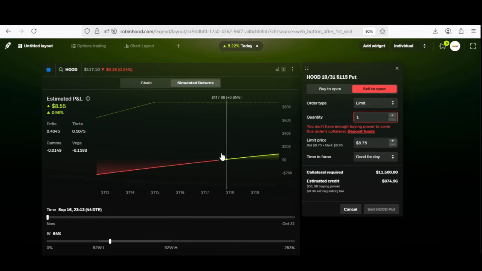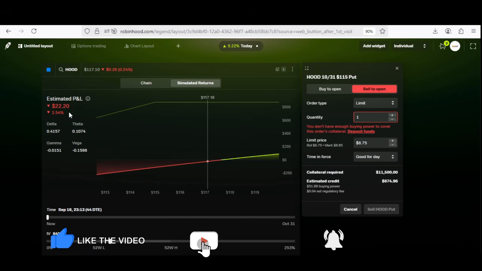Now, as I move left along the line, I'm moving to show the price reduction. So from 117 right here, if I go left, I'm going to show you what's going to happen if the price goes down. So as the price goes down, you could see that you're going to end up losing on the trade. So you're going to be at a loss.